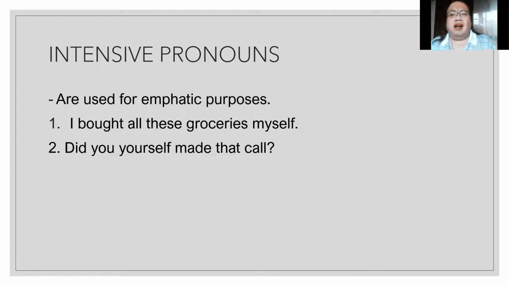Intensive pronouns are quite similar to reflexive pronouns, but the purpose of intensive pronouns is to emphasize the subject. That's why it's used for emphatic purposes. So, I bought all these groceries myself. I am merely emphasizing that I was the one who bought the groceries. Did you yourself make that call? Yourself is merely used to emphasize you.